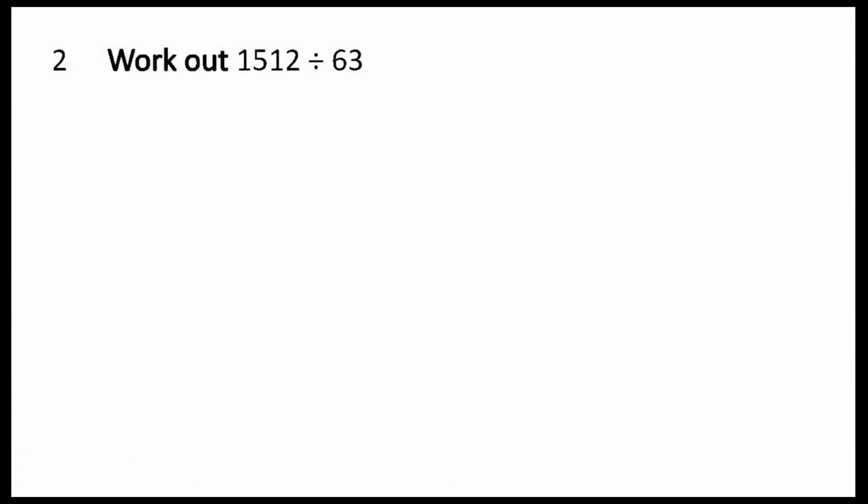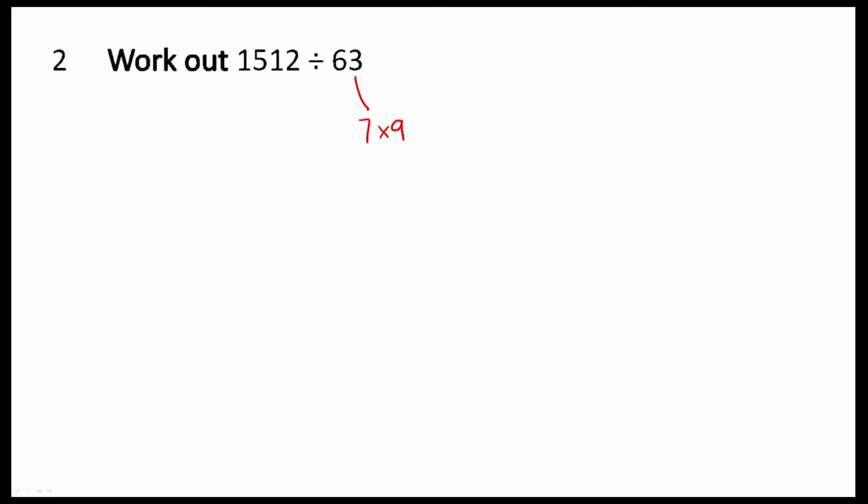The second type of question will always be a division. Now the types of division we're going to look at have really big numbers at the end, and sometimes we can split the divisor up to make it a little bit easier to work out. So for example, we know that 63 is the same as 7 times by 9. So instead of dividing by 63, I could divide by 7 first and take my answer, and then divide by 9.